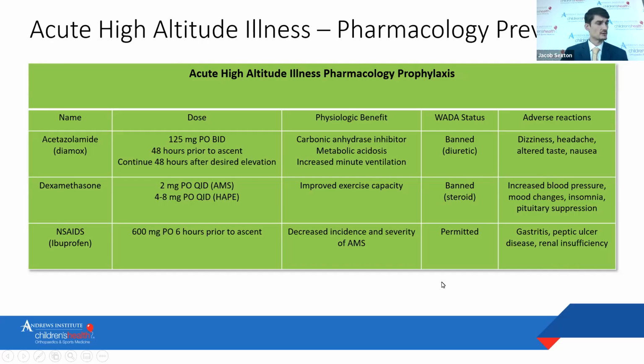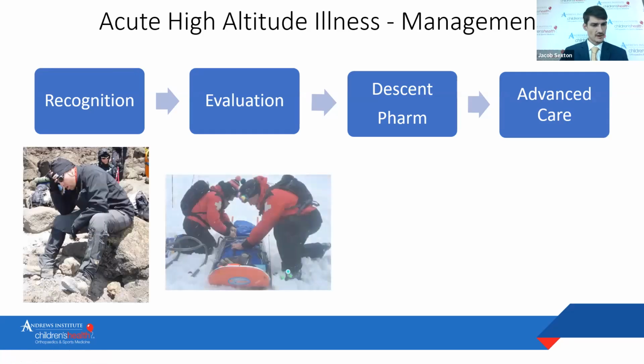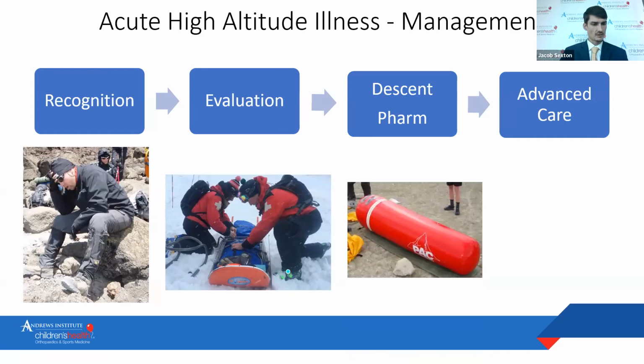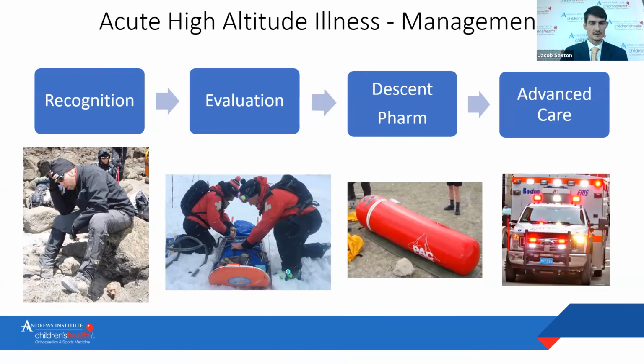chronic non-steroidal use. As with heat and cold, we have to be able to recognize and evaluate acute altitude sickness. We need to understand how we're going to descend, how we're going to treat pharmacologically, and how we're going to get them to advanced care, because a lot of times in these altitude exposures, we're going to be in rural environments where it's difficult to have EMS available at bedside at all times.